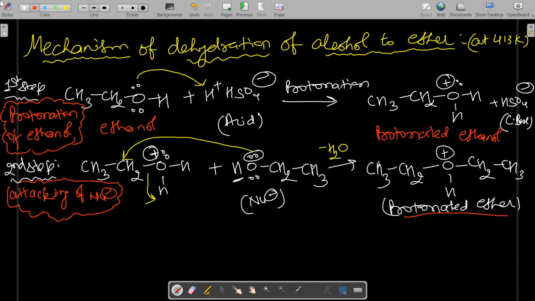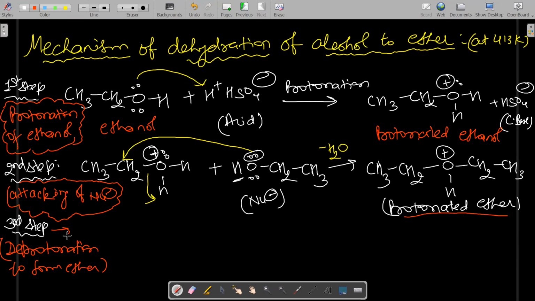Now the third step, all of you know, is deprotonation. Always, if the first step is protonation, there will be a loss of H plus also. So the last step will be deprotonation. The third step is the deprotonation of this protonated ether to form ether. So the last step is the formation of ether by deprotonation of protonated ether.